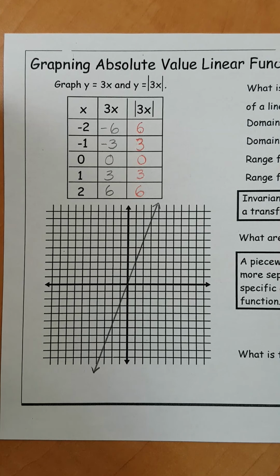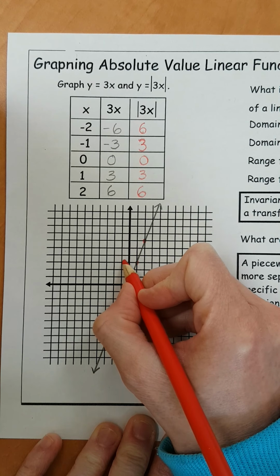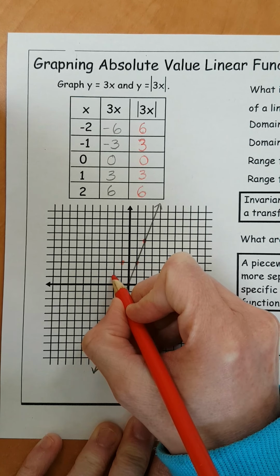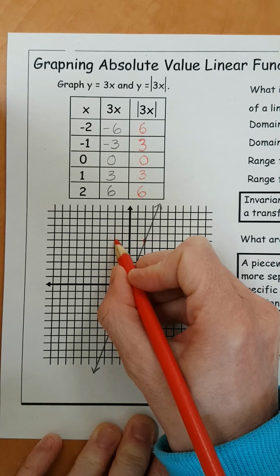Okay, so 2 and 6: 1, 2, 3, 4, 5, 6. Oh, thank goodness. 1, 1, 2, 3. Okay, 0 and 0. Now let's go over here. This time we've got negative 1, 1, 2, 3. And negative 2, 1, 2, 3, 4, 5, 6.